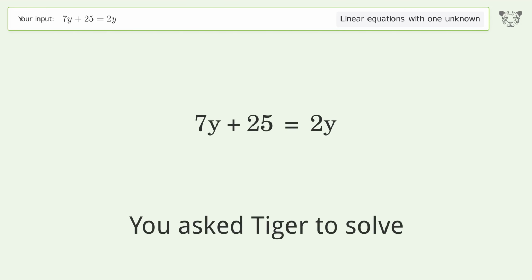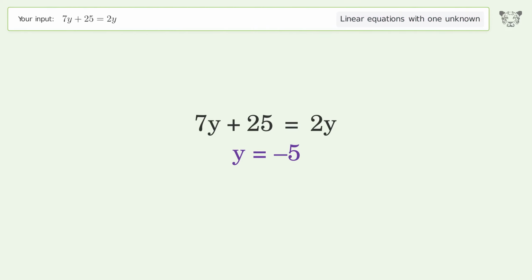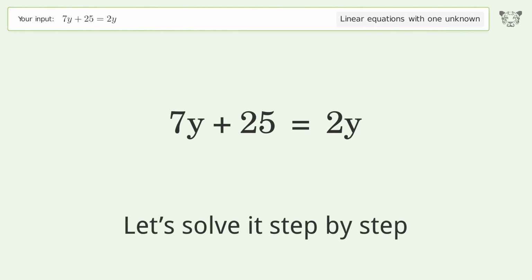You ask Tiger to solve this. It deals with linear equations with one unknown. The final result is y equals -5. Let's solve it step by step.